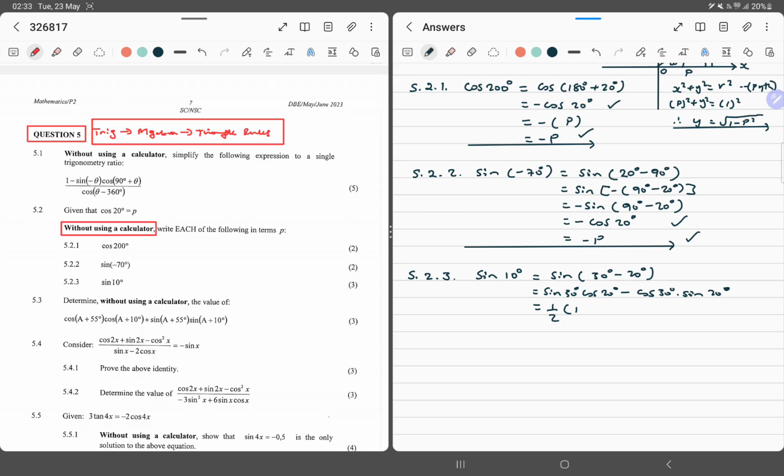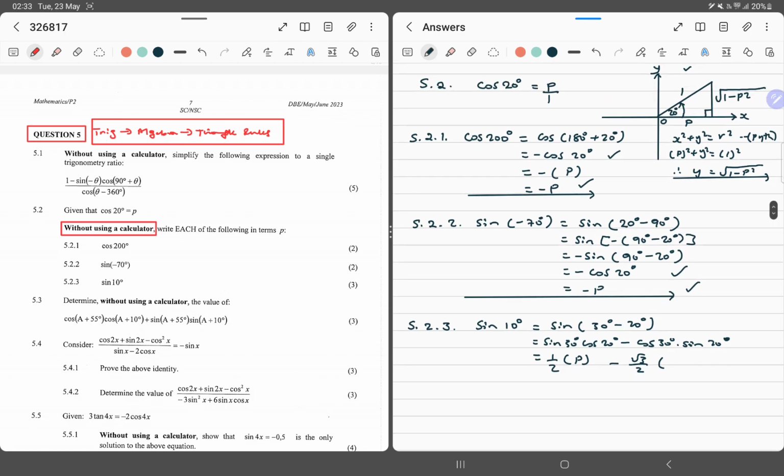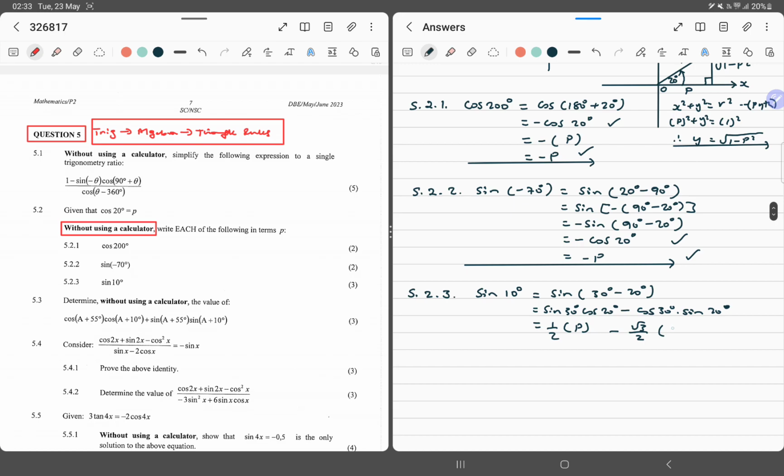And then cos of 20, we know that it's p. Minus cos of 30 is root 3 over 2 into sine 20. Okay, now sine of 20 is this thing here, the square root of 1 minus p squared. That is the story. What we can actually sort out this thing to be like this. So it's going to be p minus root 3 times the square root of 1 minus p squared.